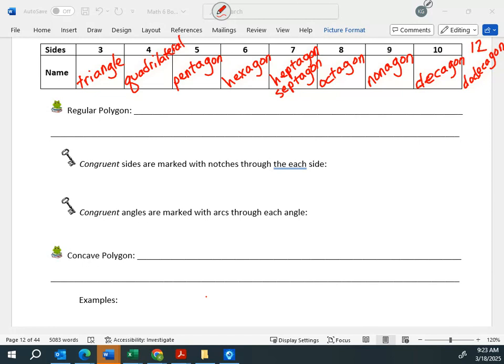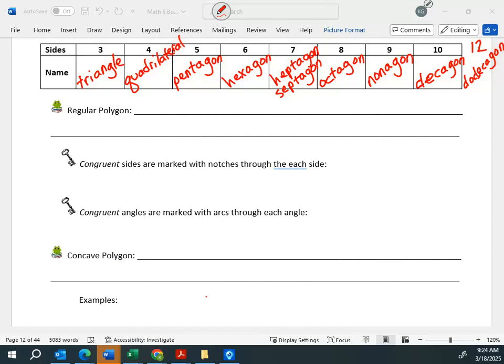So this is something you're going to want to put on the help sheet, because on the test that we are taking after spring break, it will say, give the name for this figure, and you need to be able to count the sides and say what the name is. Or it might say, draw a heptagon, and you need to know you need to draw a polygon with 7 sides. So we need to know these. We don't have to memorize them because we can put it on our help sheet.